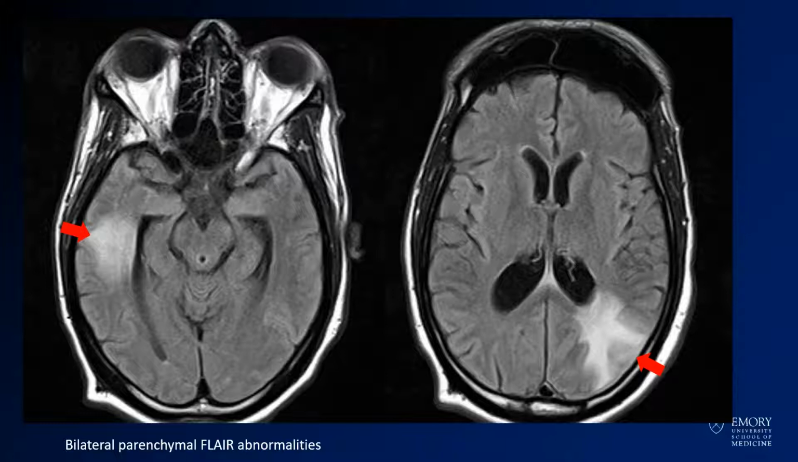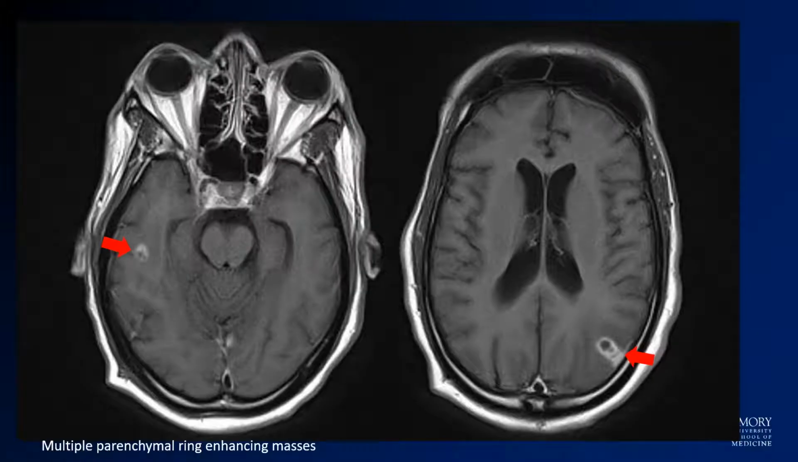They're parenchymal abnormalities. So you see in the right temporal lobe, you have some abnormal flare as well as in the left parieto-occipital region. If you now take a look in those same areas, you have corresponding enhancing abnormalities. So you now have multiple parenchymal ring enhancing abnormalities.